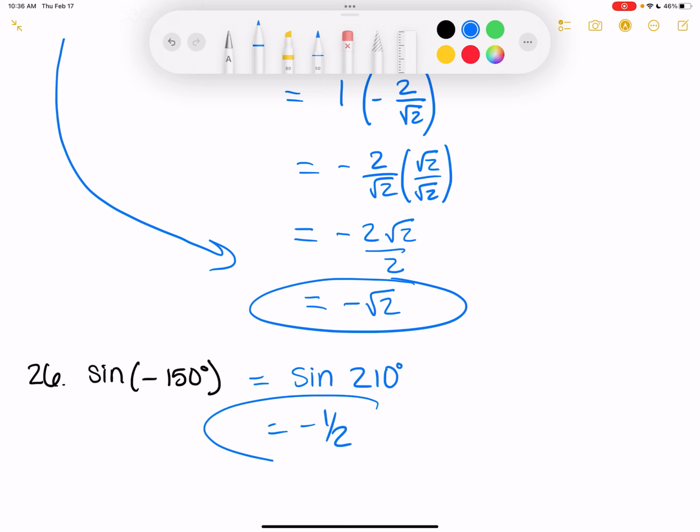Negative 1/2. Oh, it's the trunk. It's okay.